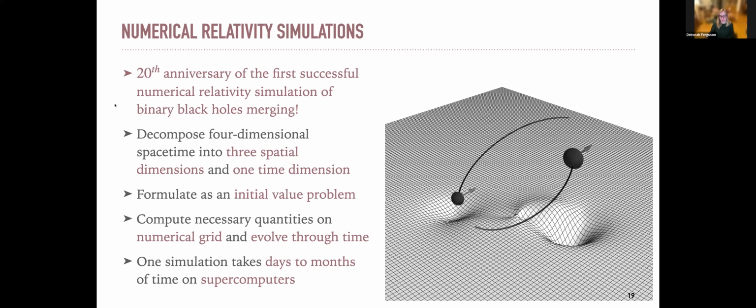So I'm not going to harp on this because you guys have already done Introduction to Einstein Toolkit, etc. But basic idea, of course, being we decompose that four-dimensional spacetime and those four-dimensional equations into three spatial dimensions and one time dimension. This lets us formulate this as an initial value problem where we can use our constraint equations to solve for our initial data and then evolution equations to evolve through time. Now, this can take days to months of time on supercomputers, depending on your system, but it's the most accurate way that we can actually evolve these systems.